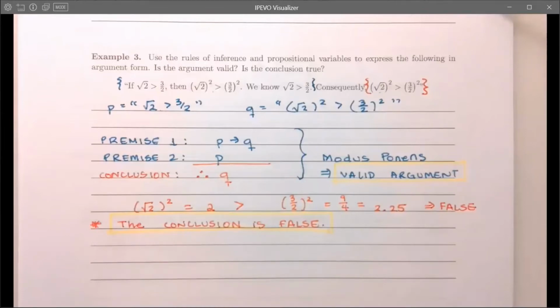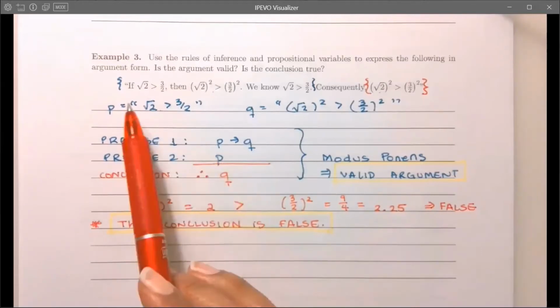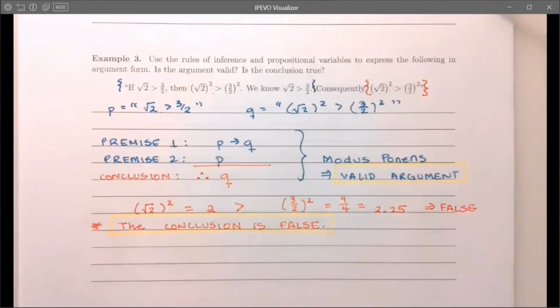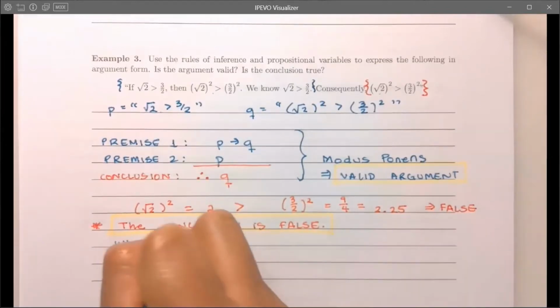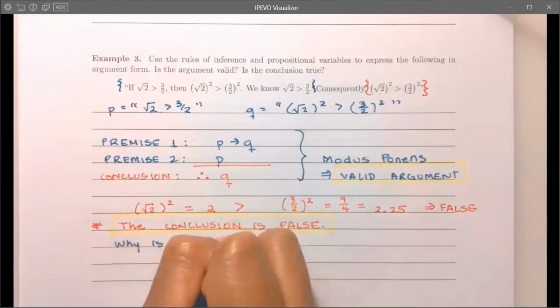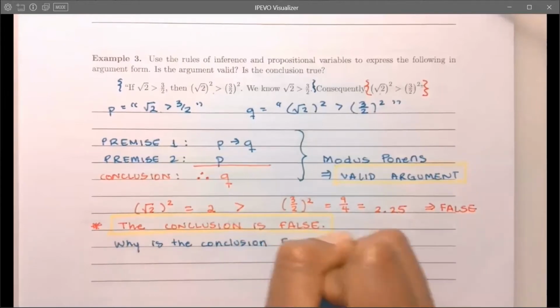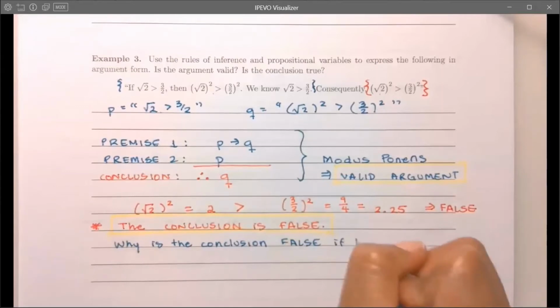Okay, so let's check. The easiest one to check is this single premise, the single proposition, the square root of 2 is greater than 3 over 2. So here, let me just write a question for ourselves. Why is the conclusion false if the argument is valid?